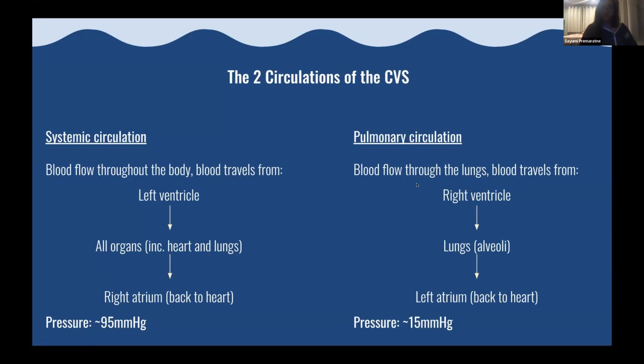And then with the pulmonary circulation, you're going from the right ventricle to your lungs and then to the left atrium. Just a note here is that the pressure in your systemic circulation is a lot greater than in your pulmonary circulation. And that would make sense because the blood that's traveling throughout your body needs to be pushed with a lot greater force so it can reach all the way down to your legs.